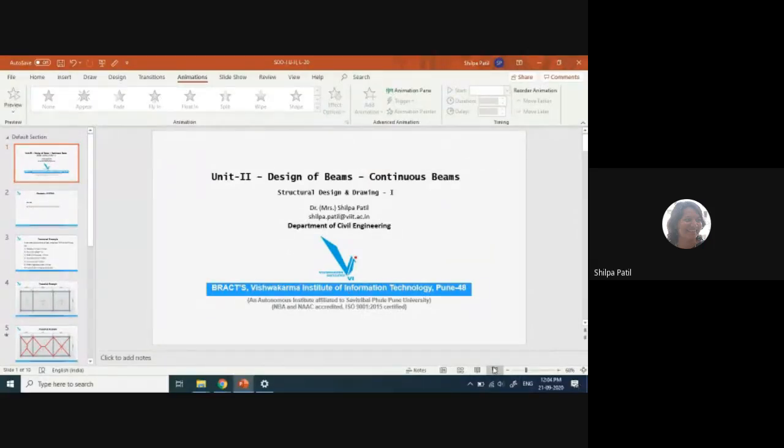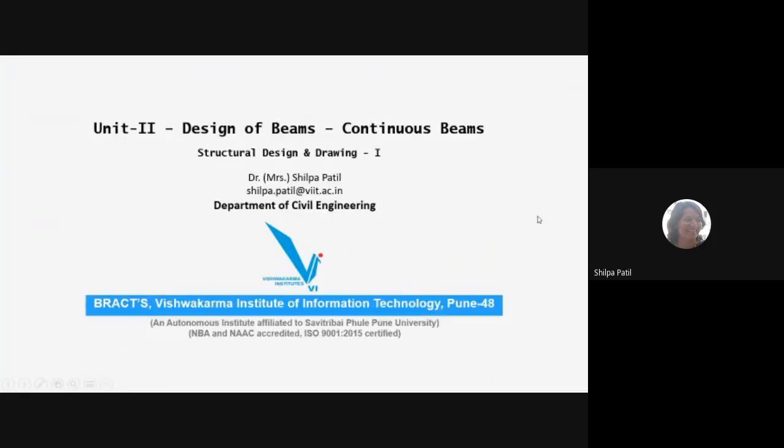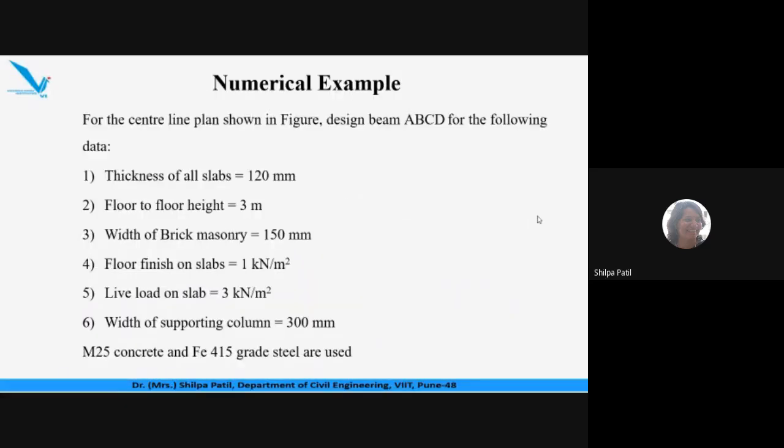continuous beams. Okay, I'm considering now the next type of a beam, that is designed for continuous beam. So just note down this problem statement. We will at least share or you can note down the problem statement and diagram. We will complete this part today at least. Are you writing? Yes, ma'am. I will simply read the question. For the central line plant shown in figure, design beam ABCD for the following data.